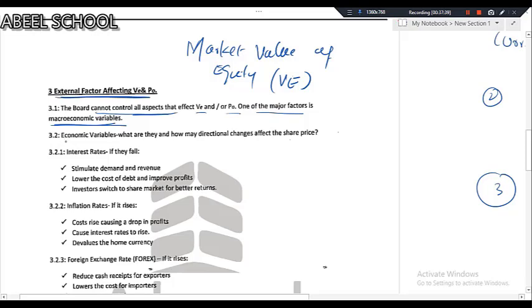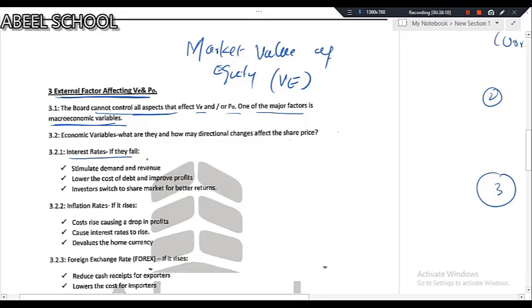Now the question is, if my BOD does not control macroeconomic variables, then what is the benefit of having knowledge of those macroeconomic variables which my BOD does not control? There is a benefit. I'll tell you what is the benefit of knowing macroeconomic variables. Wait for that. Let us first discuss macroeconomic variables. Actually, we have 5 macroeconomic variables, and the 6th one is political risk. Let us discuss interest rate first.